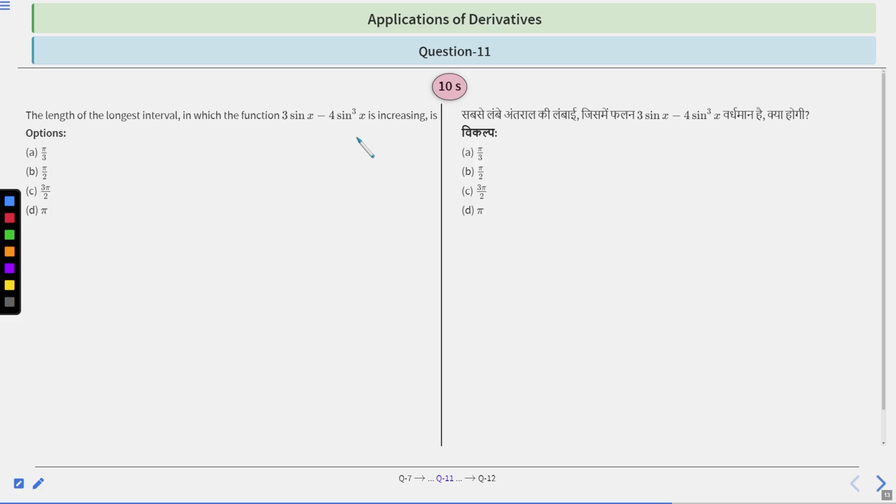So we can directly write f(x) is equal to sin 3x, right? And after that, we can find f dash x, and we can find the interval in which f dash x is greater than 0. That will be the interval in which this function 3 sin x minus 4 sin cube x, which is sin 3x, is increasing throughout, right? So you have 10 seconds to solve this question. After 10 seconds, we will discuss the solution.